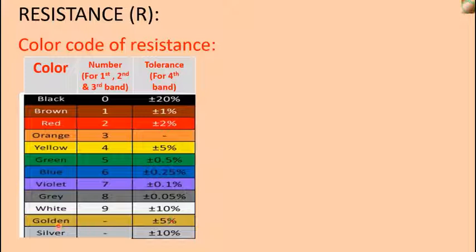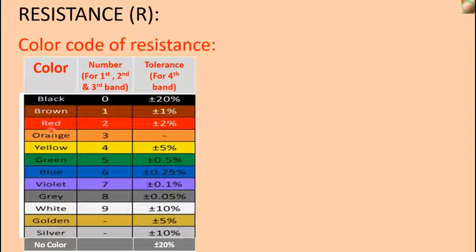For tolerance, if the fourth color is golden, then it will be plus minus 5%, and if the fourth color is silver, its tolerance will be plus minus 10%, and if there is no color in the fourth band, then the tolerance will be plus minus 20%. If only 3 colors are given, first, second and third, and there is no color in the fourth band, then the tolerance will be plus minus 20%.